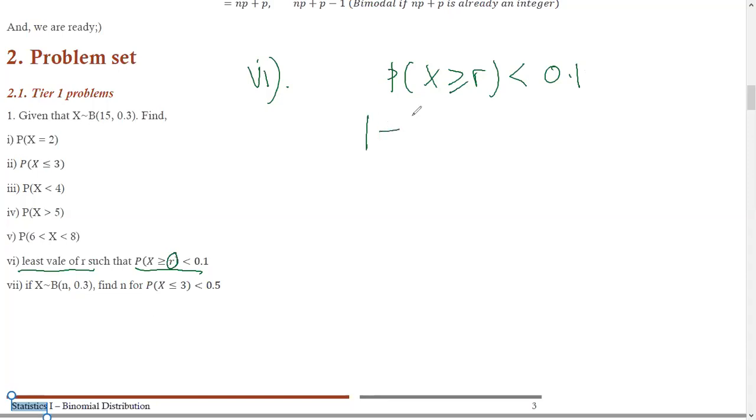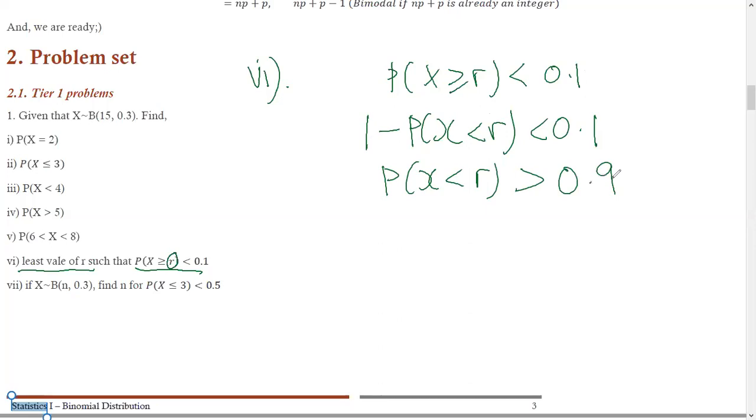This will be 1 minus P(X < r) < 0.1. So first, I take the complementary case. Next, I will shift my 1 to the other side, so this is 0.9. This is still not in DRV format, because it's going to be X < r, so it cannot include r, meaning to say that this must be P(X ≤ r − 1).